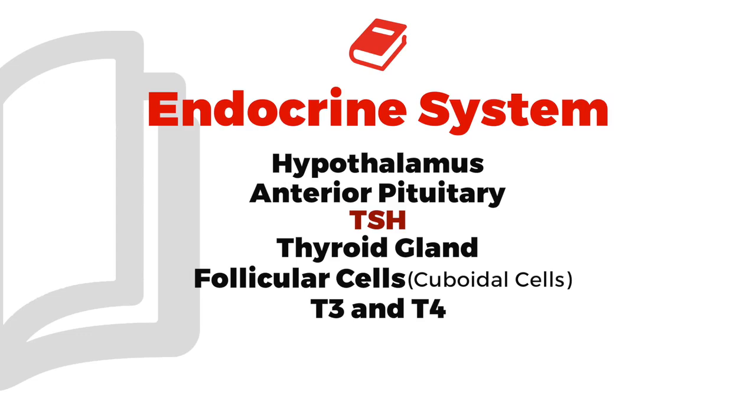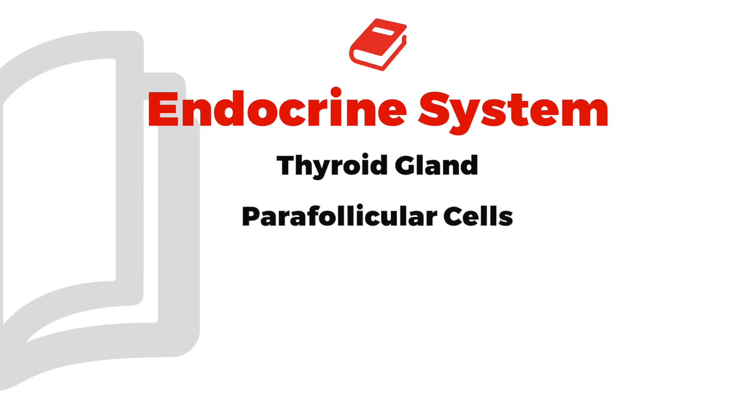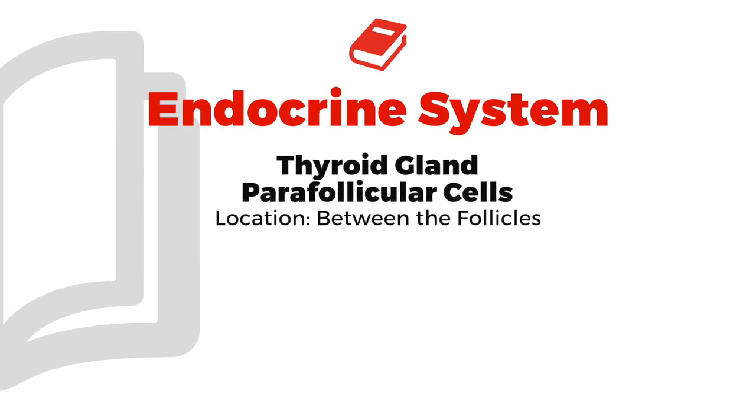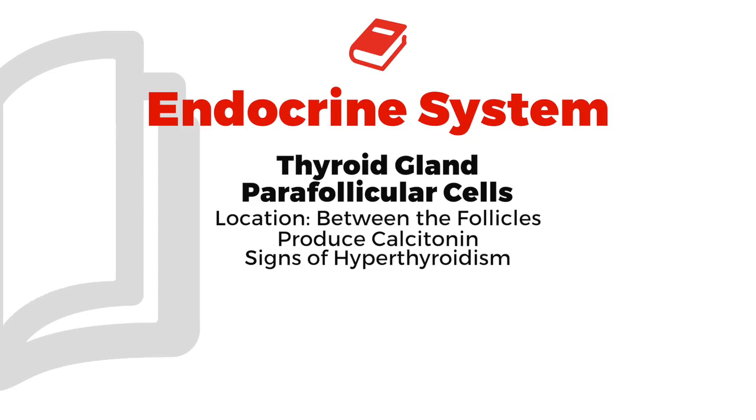Let's go down to the next one, which is parafollicular cells. You can see in the first dash, it's located between the follicles, okay? And this has a different function, which is to produce calcitonin. If I asked most of you guys, what does the thyroid gland do? Everyone would say T3 and T4. Very few students remember calcitonin. So pay attention to that. That's really, really important. But my favorite part on this page is the next dash, which is signs of hyperthyroidism.